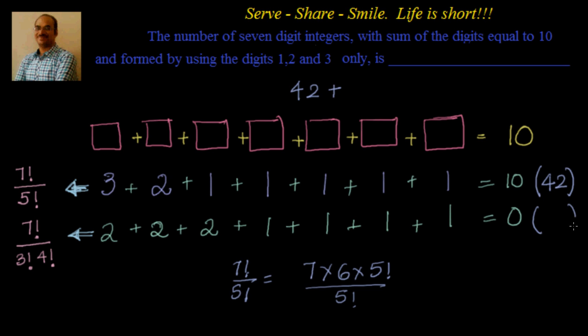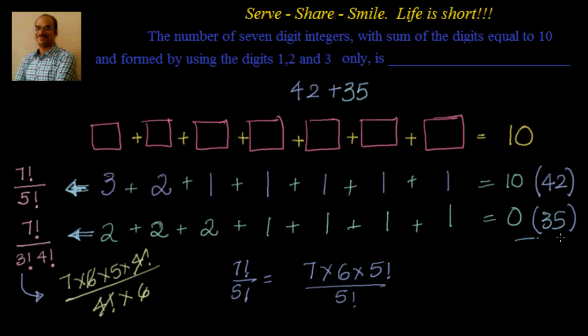Let's go to the next one. The next one is factorial 7 by factorial 4 into factorial 3. Can I write it as 7 into 6 into 5 into factorial 4 divided by factorial 4 into factorial 3, which is equal to 6? Factorial 4 will cancel, 6 and 6 will cancel. We are left with 35. So 42 from the first one and 35 from the second one. So the total 7-digit integers are nothing but 77.